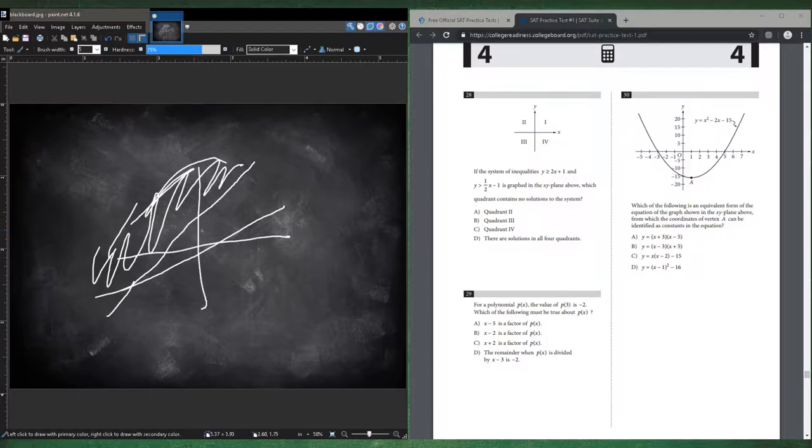So which coordinate does not contain it? Coordinate 1 contains it, coordinate 2, coordinate 3, and only coordinate 4 doesn't contain anything. So the answer is C.